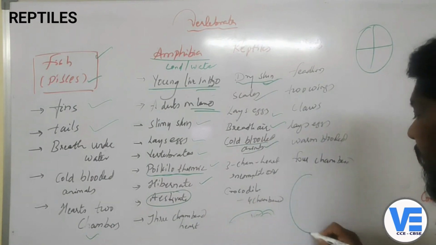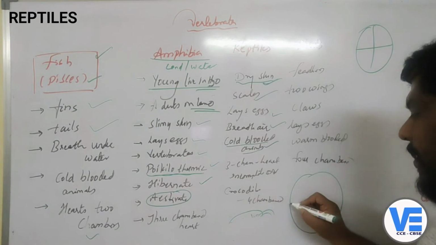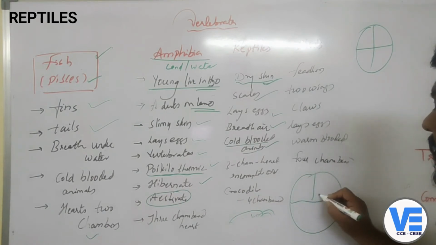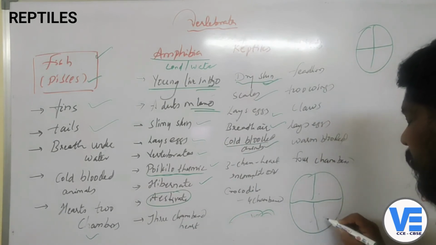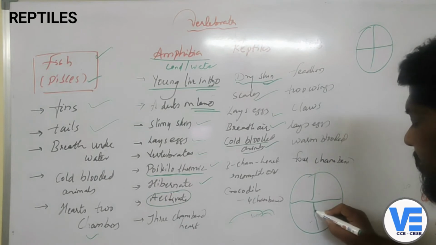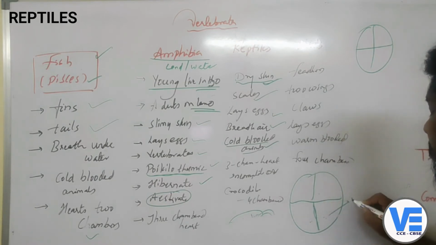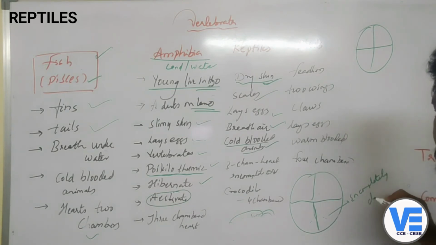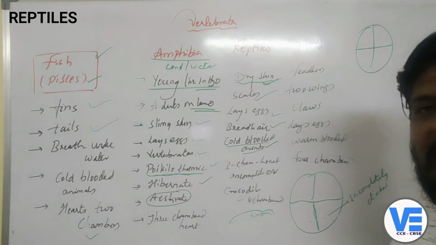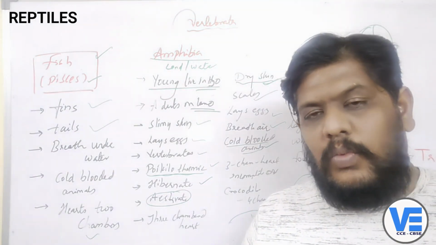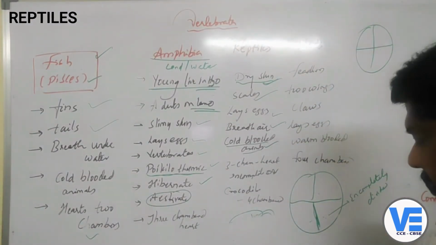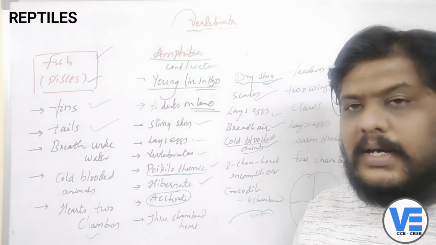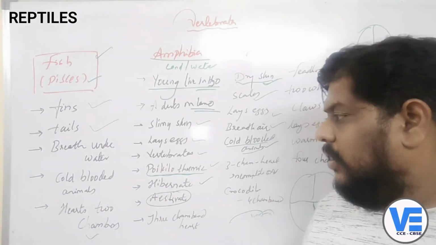What happens here is they are three-chambered. They are three-chambered in the sense that they have two auricles and one ventricle. But here, the ventricle, that is one of the chambers, is incompletely divided. So you can see the incomplete division of the one ventricle. So here they have a three-chambered heart, but they have one ventricle which is undivided. It's not completely divided. Okay, so just try to keep that in your mind.